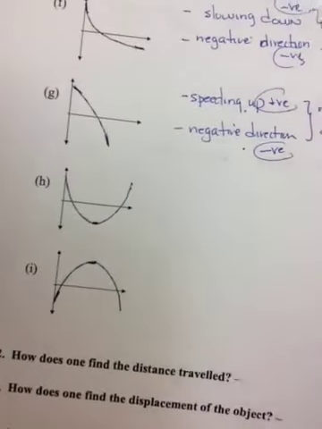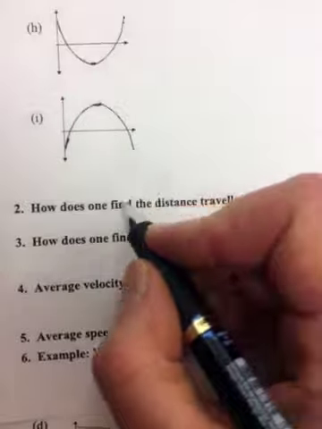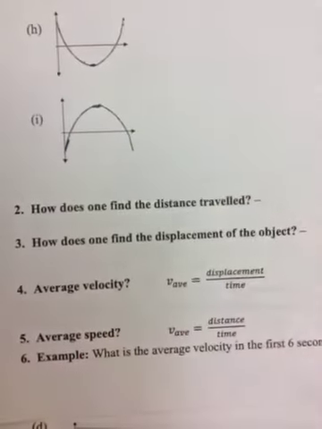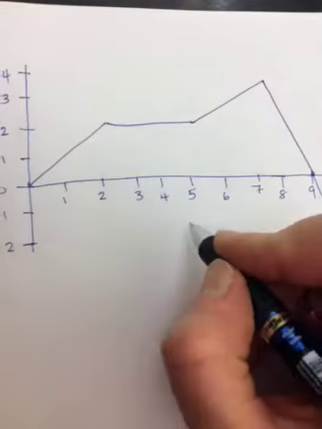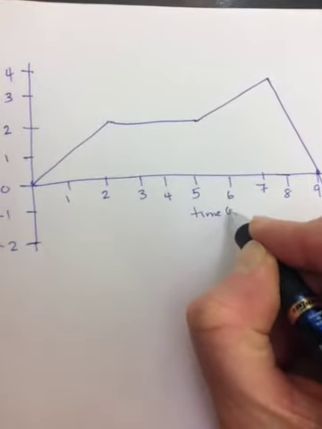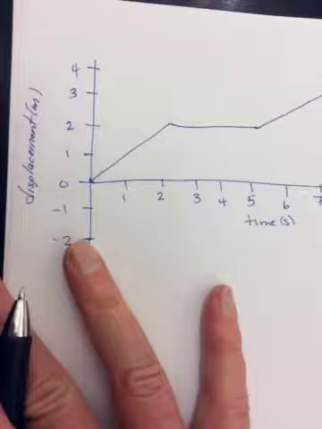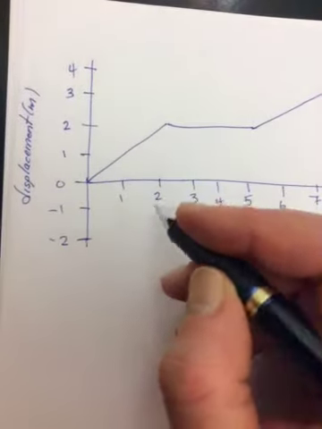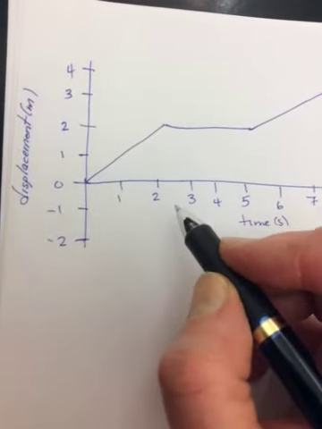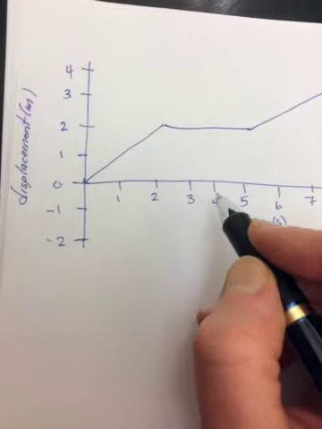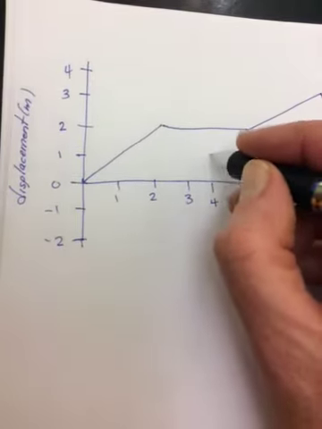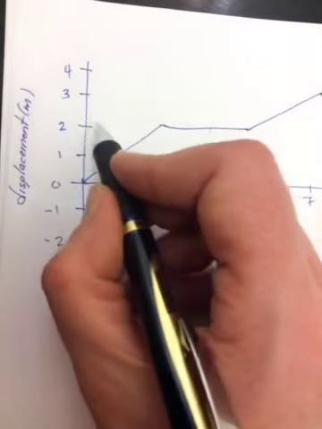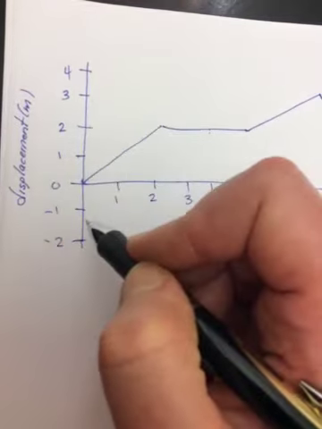All right, a few more other little points. One, how does one find the distance traveled? So if you have a displacement versus time graph like this one, time in seconds, and displacement on this side, and I want to know how far did you travel in the first 4 seconds? Well, you just go to 4 seconds, you go up, you hit the line, you come over, and it's like, oh, you traveled 2 meters. Okay?